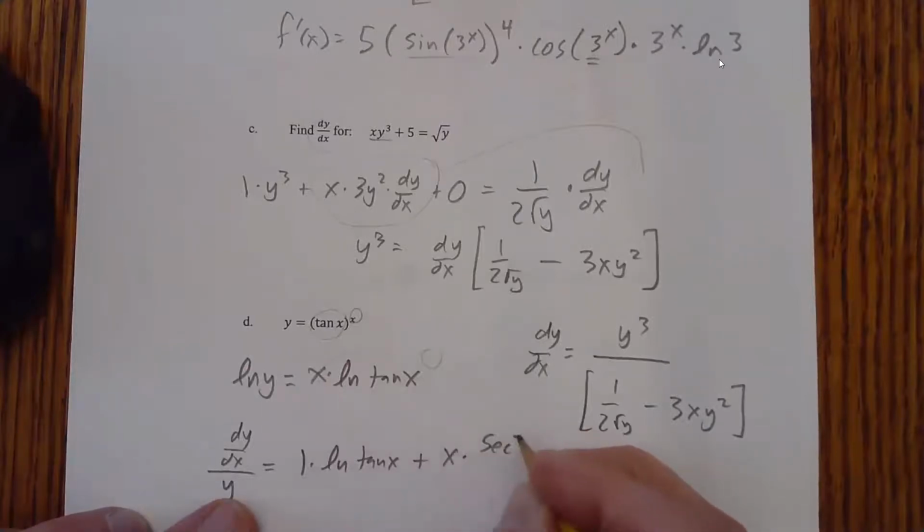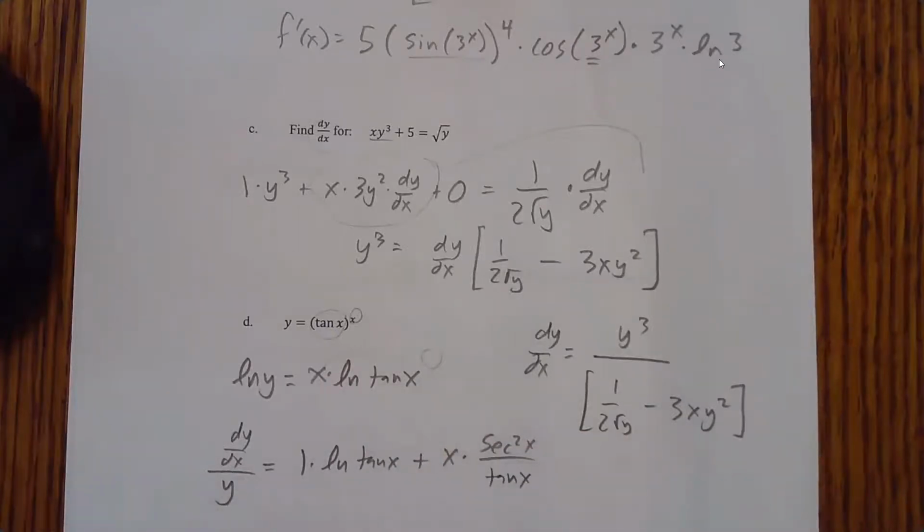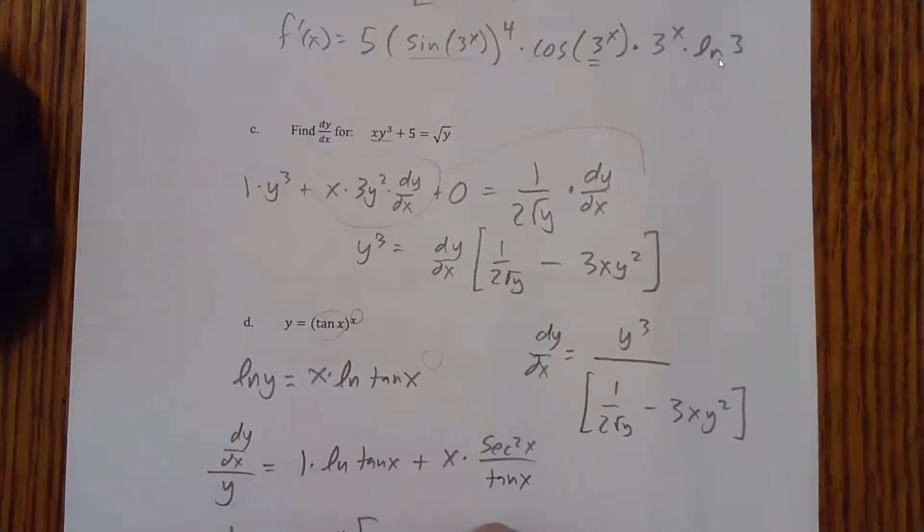The derivative of the natural log of tangent is du over u. So dy/dx, when I multiply by y, is tangent of x to the x times the natural log of tangent of x plus x secant squared over tangent.